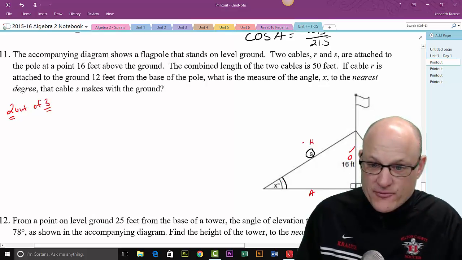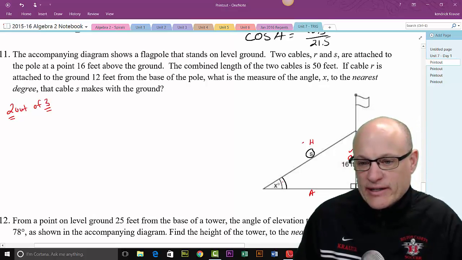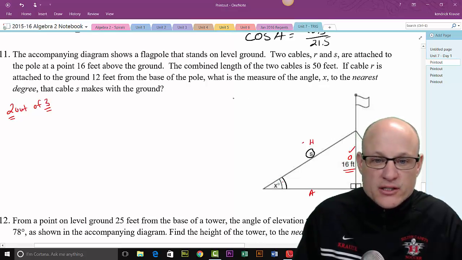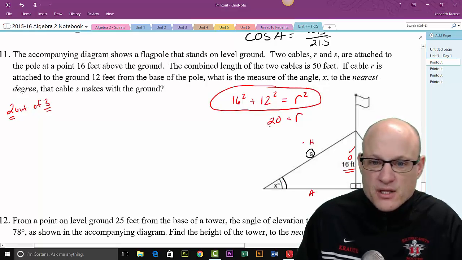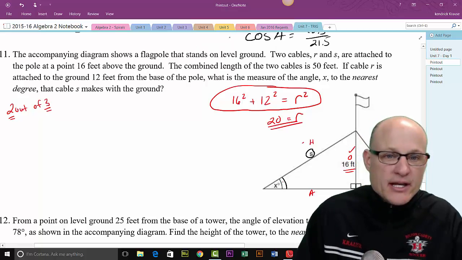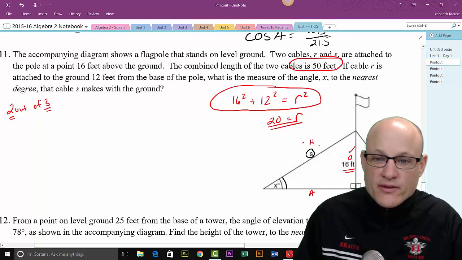Oftentimes when you have multiple shapes, you have to work in the remote or the furthest away triangle. If I work in this triangle over here, I have this, and I can find this. 16 squared plus 12 squared equals R squared. R is equal to 20, because these are multiples of the 3, 4, 5 right triangle. Since the 2 cables add up to 50 feet and this is 20, this has to be 30. Now I have O and H.